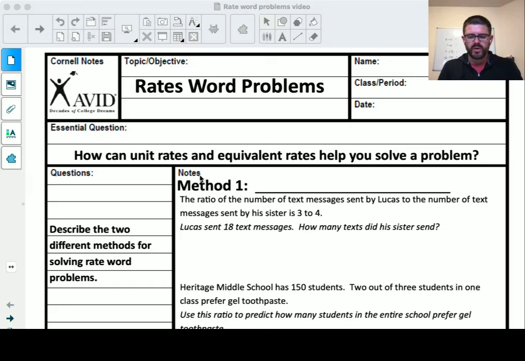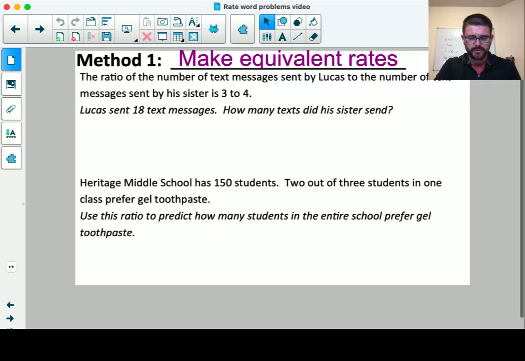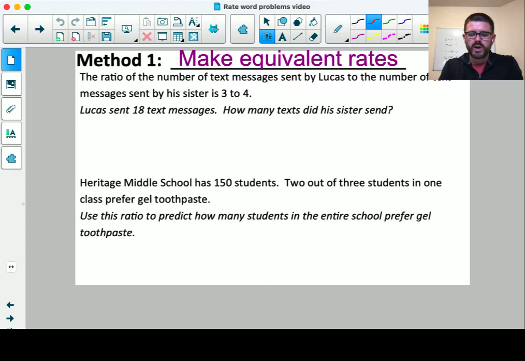And we're going to start with the very first part, method 1. There's going to be two ways that we solve these problems. Basically, we're going to take everything we've learned from rates and ratios and put it all into use in one set of problems. So method 1 is we're going to make equivalent rates. So we're going to use our rules on how to write equivalent rates in order to solve our problems.